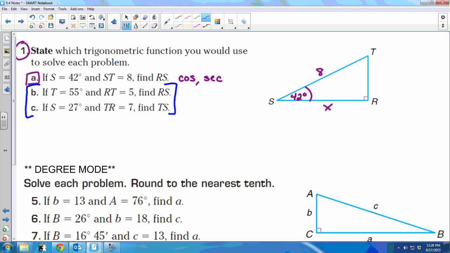So for the second one, which trig function would you use? Tangent, or technically you could use cotangent. And then for C, what would you use? Sine, and again, technically you could use cosecant. Okay. Questions about those?